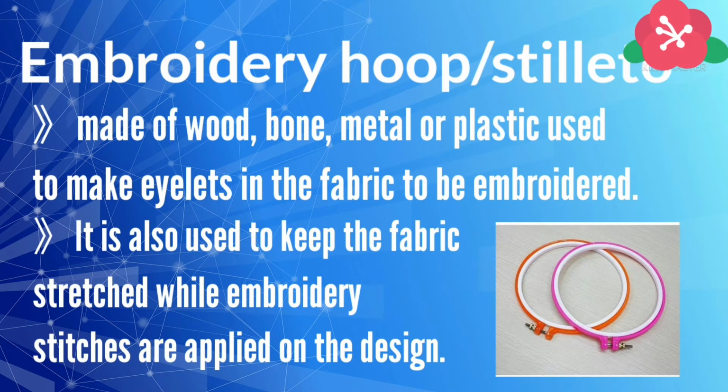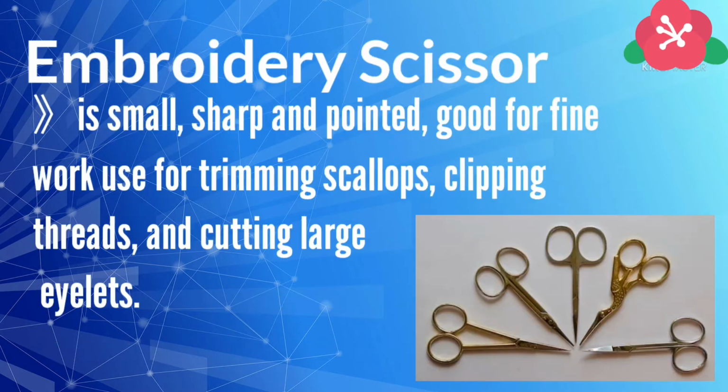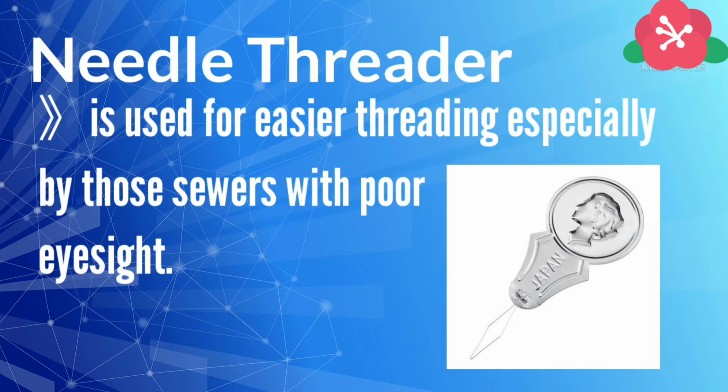Embroidery hoop or stiletto, made of wood, bone, metal, or plastic, used to make eyelets in the fabric to be embroidered. It is also used to keep the fabric stretched while embroidery stitches are applied on the design. Embroidery scissor is small, sharp and pointed, good for fine work, used for trimming scallops, clipping threads, and cutting large eyelets. Needle threader is used for easier threading, especially by those sewers with poor eyesight.